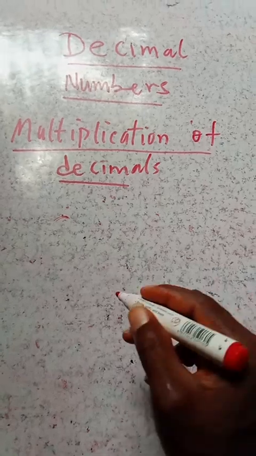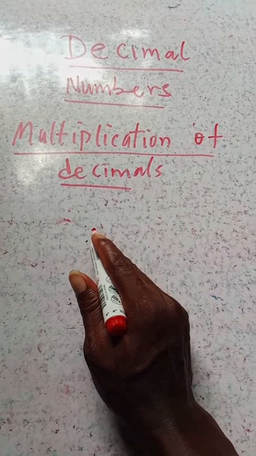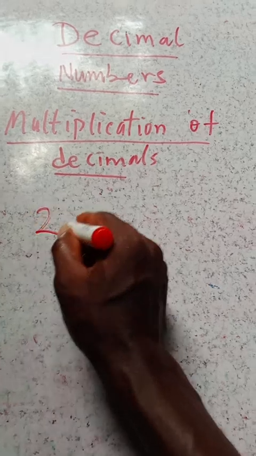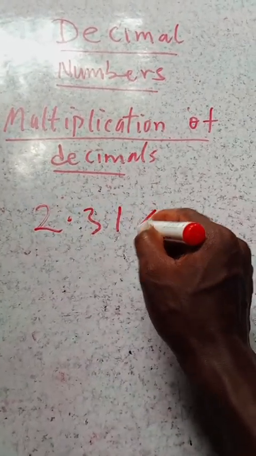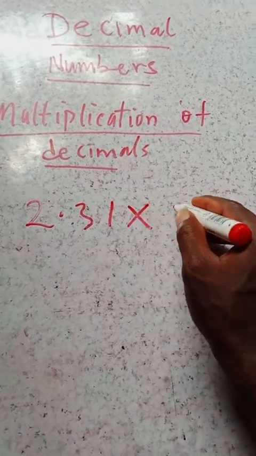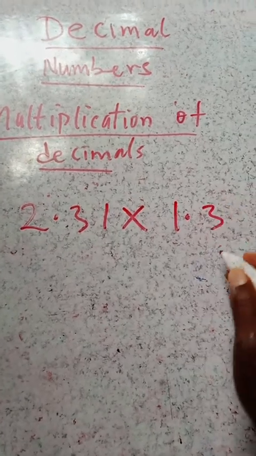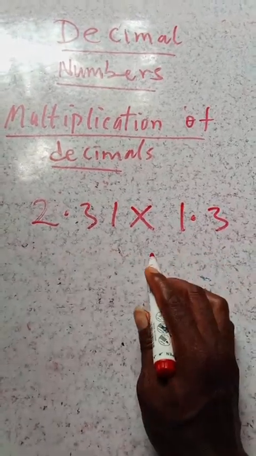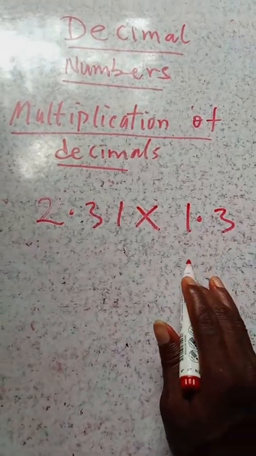All right, we'll be talking about multiplication of decimals. Okay, without wasting our time, if we have something like this, for instance, 2.31 times, let's say, 1.3. So if you have something like this, these are decimals multiplying: 2.31 times 1.3.